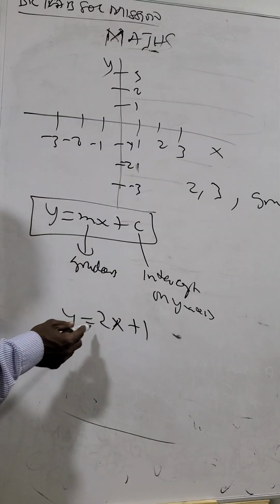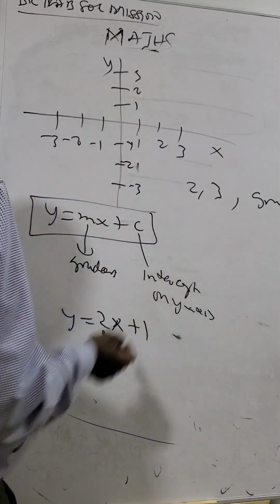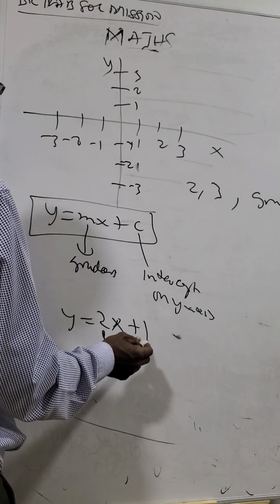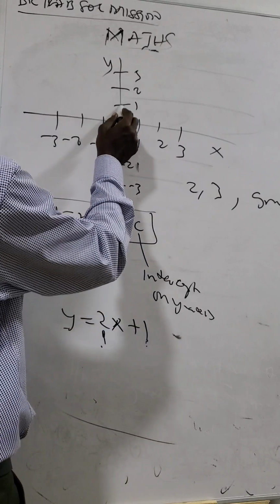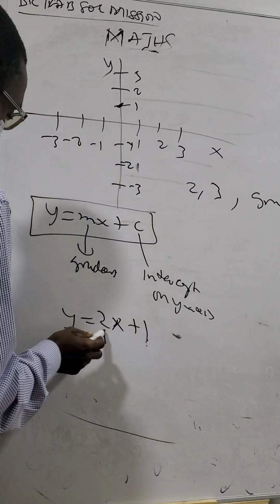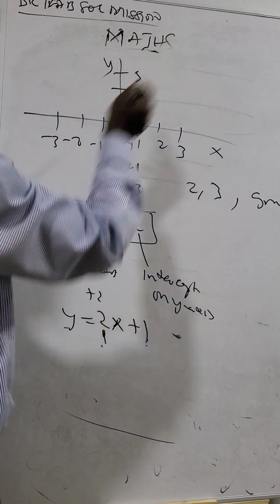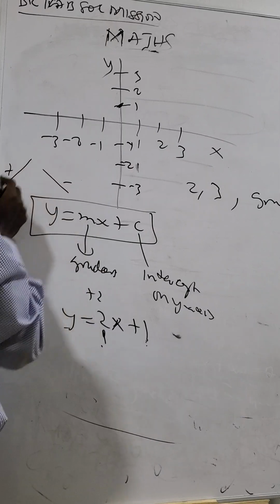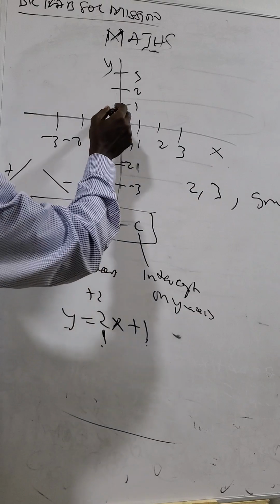Let's see how this line goes. Our gradient is 2, so the slope should be like that. Now, the y-intercept means the line cuts y at 1. Where is 1? So this line is going to cut through it. Now, the gradient is positive 2. Positive means it will be like that. Positive gradient is like that. Negative gradient is like that. So we are going to have something like that. Now let's see, it's going to cut this.